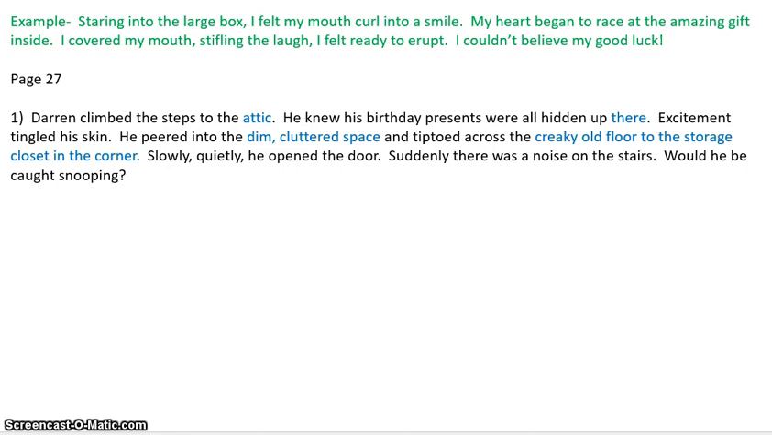Okay, so what you need to do is I want you to take your blue colored pencil. I want you to go through and highlight the things that I've highlighted in blue. I want you to highlight them in blue because that's how I'm going to know you did this lesson with me. So slowly, quietly, he opened the door. Suddenly there was a noise on the stairs. Would he be caught snooping? All right. So let's talk about the story question.